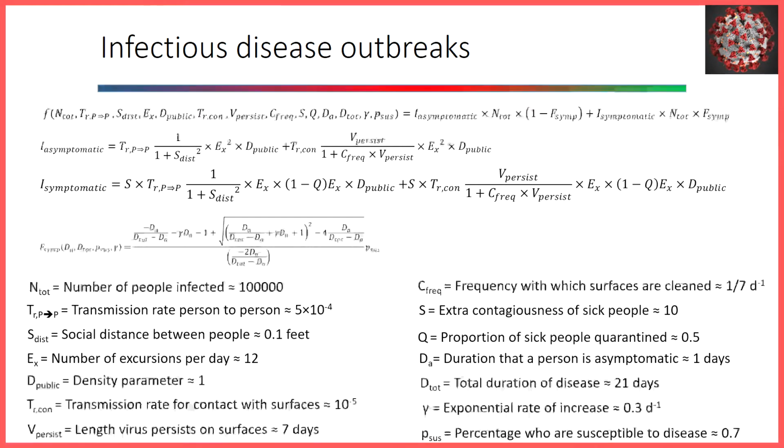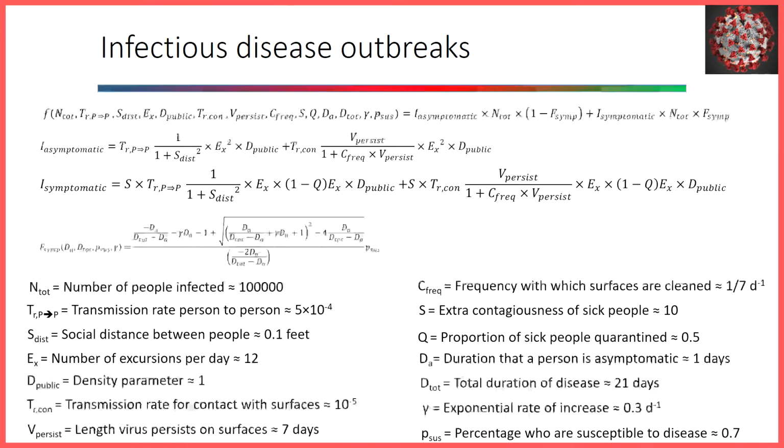Next, we have S_dist, which is the social distancing that people keep between each other when they're in public. I'm going to start off by assuming this parameter a value of 0.1 feet, since most people, at least as recently as a week ago, were still getting very close to each other in public.